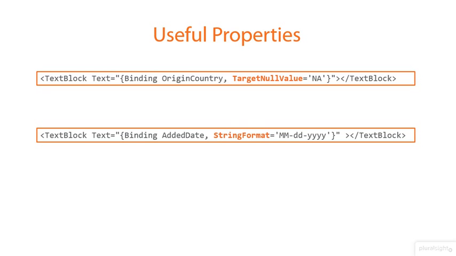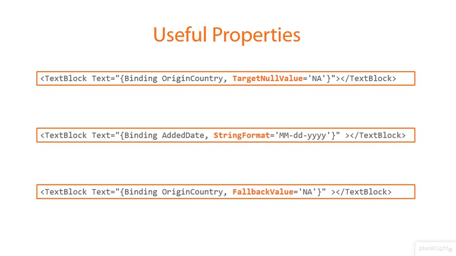Another interesting property on the BindingBase is the StringFormat property. String formatting is also something we would typically do using converters. However, the StringFormat property allows us to specify a formatting for a value such as a date directly in the data binding statement.